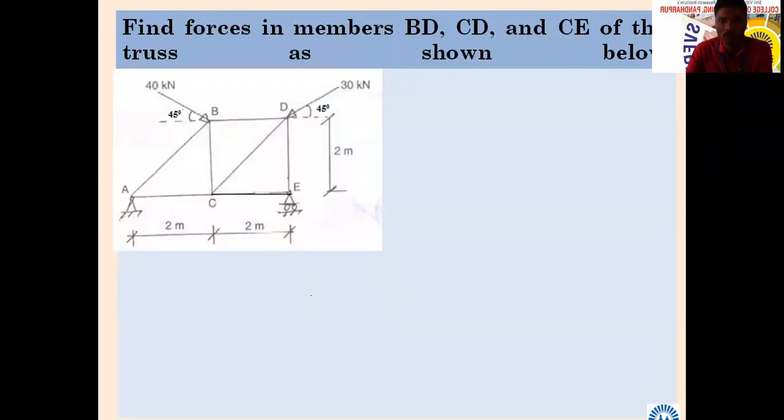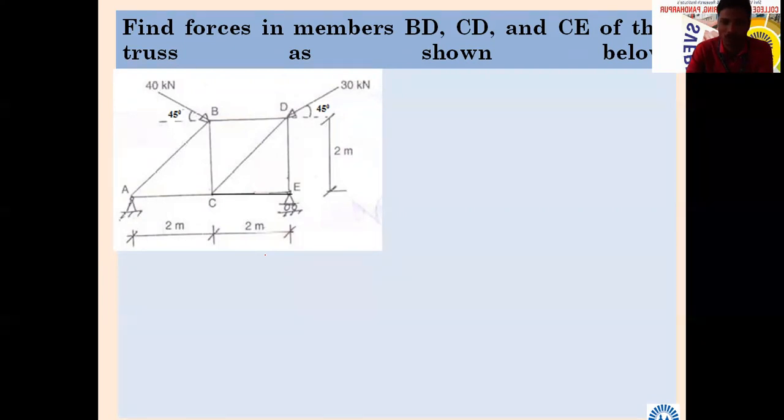What is it telling? Find the forces in the members BD, CD, and CE of the truss shown below. So there is one truss given in the problem statement, and we are supposed to find the forces in specific members. It is not asked to analyze the truss or to find the forces in all the members. What is asked is to find the forces in the members BD, CD, and CE. Only three members. In that case, we can go for method of section.